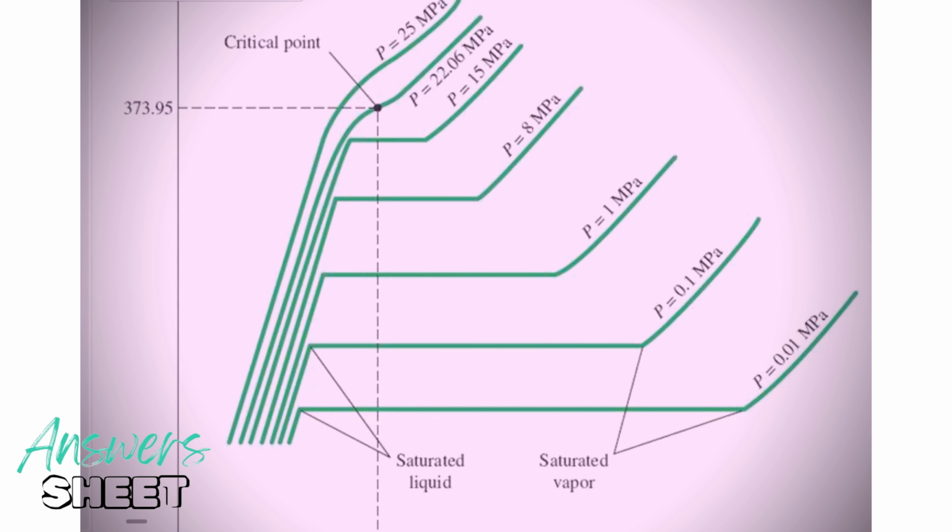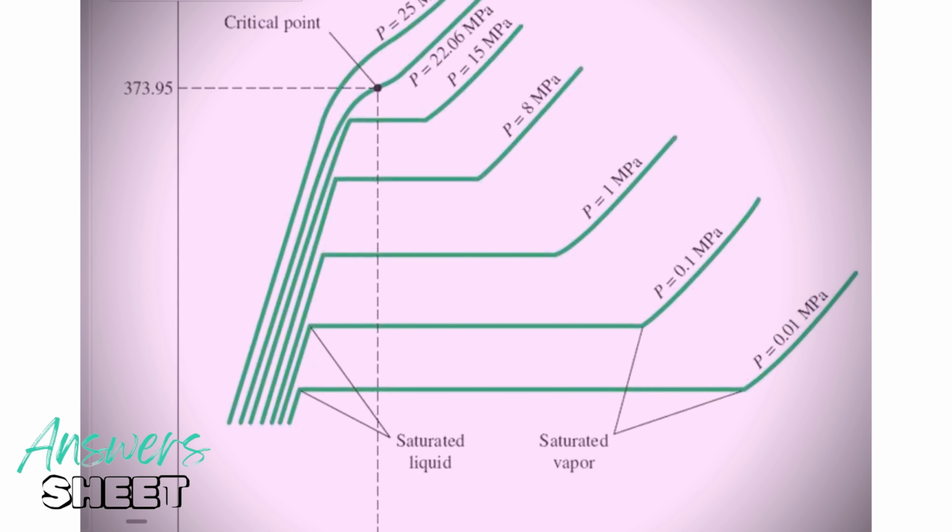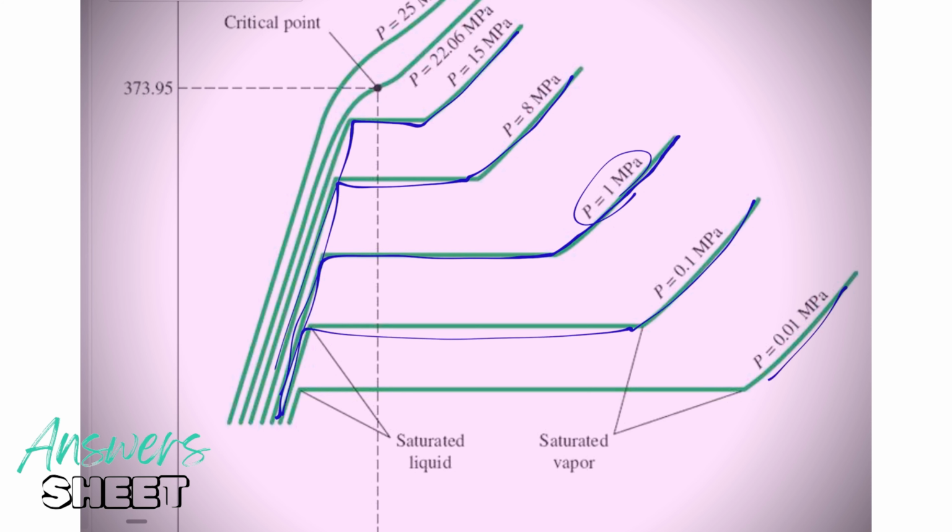Now, at different pressures, we have different lines. So this is at 1 MPa. This would be at 8 MPa. This would be at 15 MPa. So different pressures have different saturation temperatures. This pressure right here would have that saturation temperature, and this pressure would have that saturation temperature.